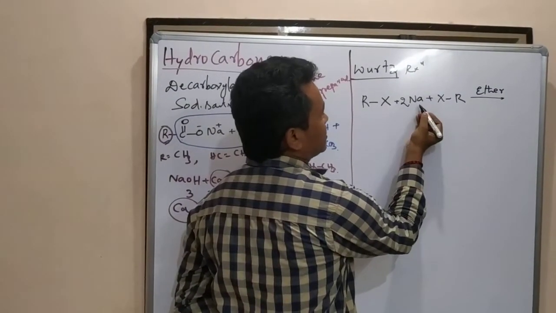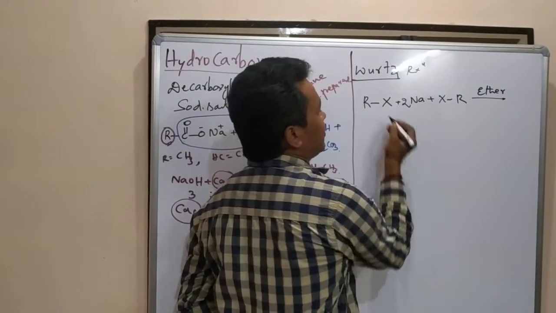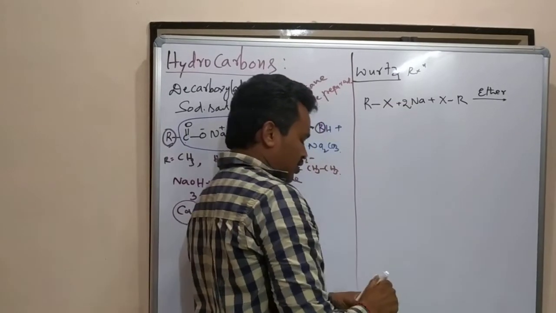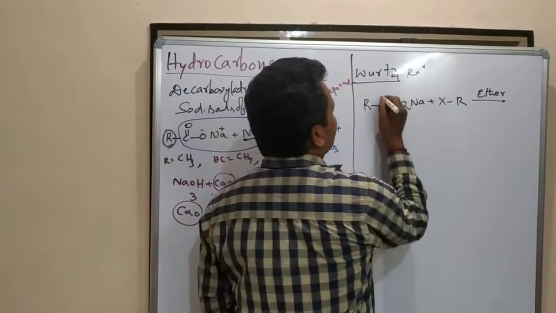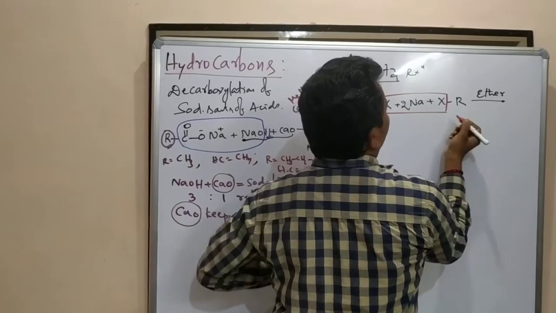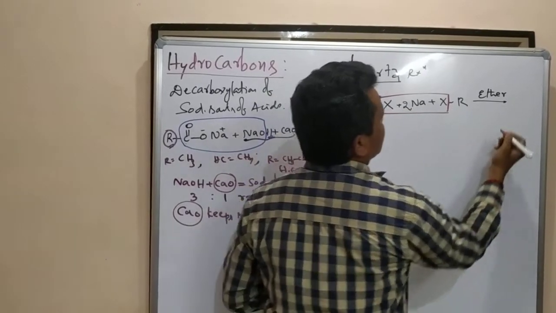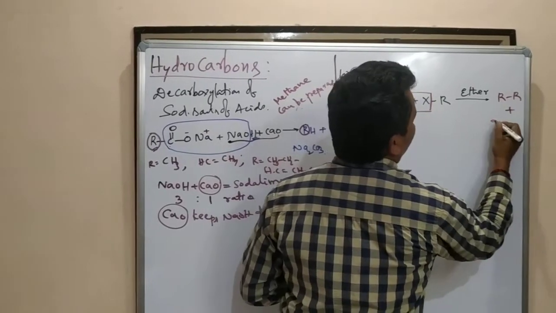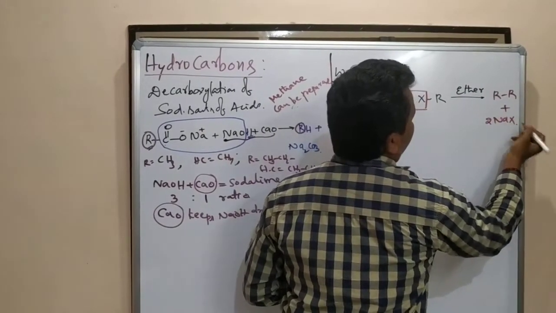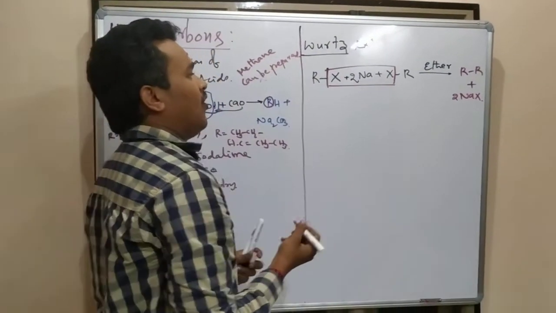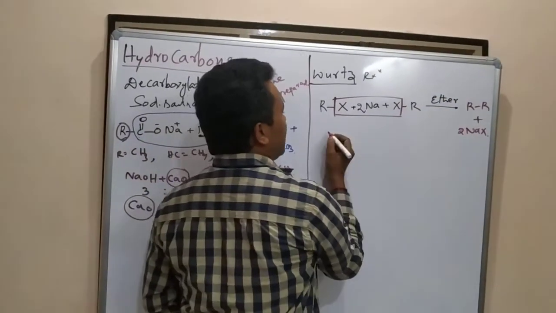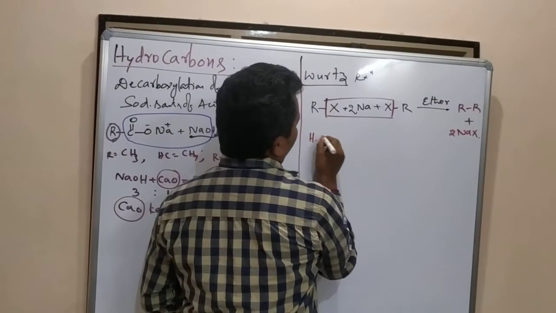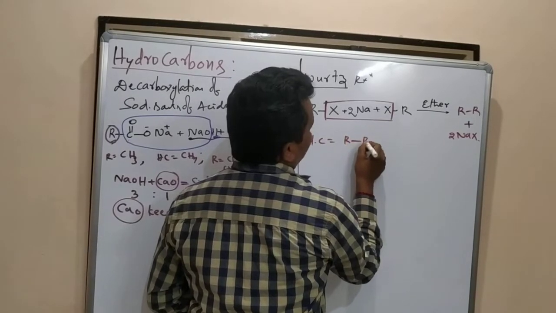NaX, sodium halide, is coming out. This part is removed, this part is removed. What is remaining? R and R come together. So R and R plus 2 moles of NaX. Whatever the product formed here, RR is my hydrocarbon.